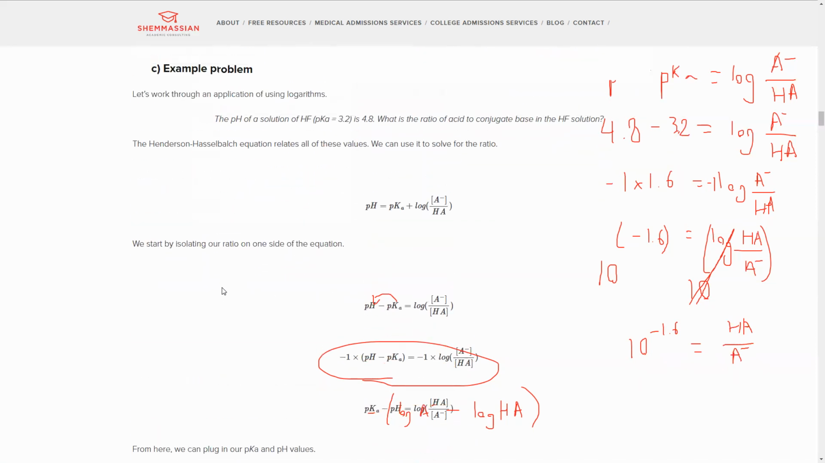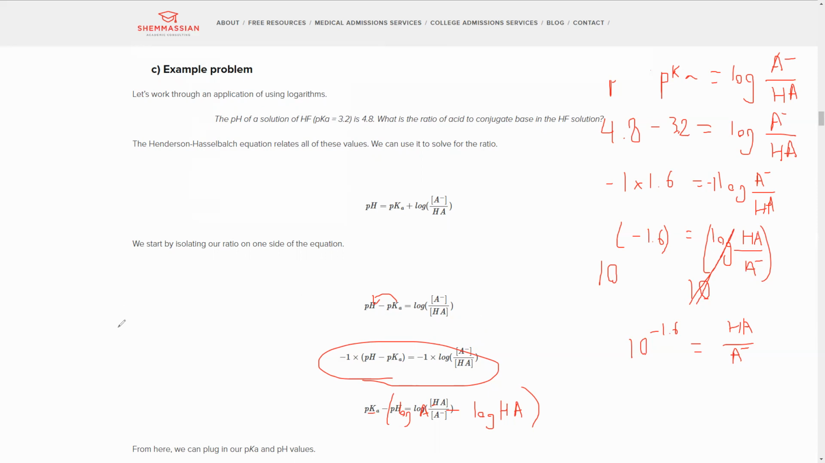Now, depending on what your answer choices are, you might be done or you might not be done, because maybe they give you this value. If they give you 10 to the negative 1.6, boom, that's your answer. If they give it to you as a decimal, it's a little bit trickier. What can we do if they do that? How can we solve for 10 to the negative 1.6 without a calculator? Well, we can't. But what we can do is estimate a range.